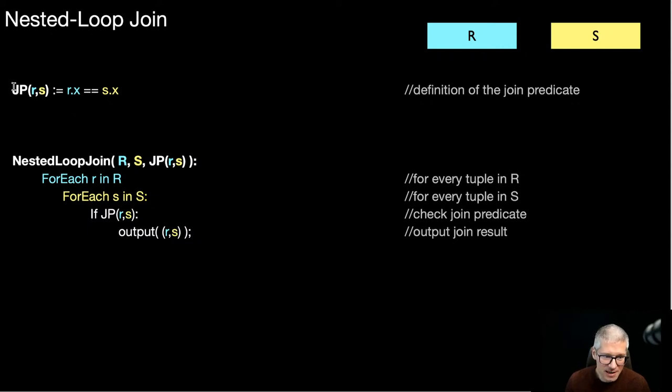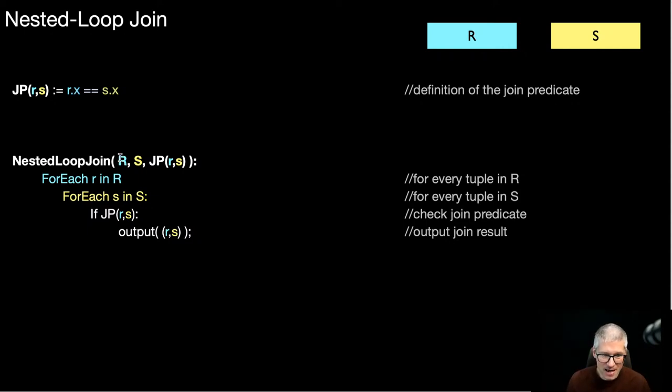So this is my join predicate. I assume I have two relations R and S. Here shown on the top right, I have this join predicate. It defines an equality predicate that tells me the join predicate is true if attribute X in R is equal to attribute X in S. If that is the case, this join predicate returns true. Yeah? And the algorithm is super simple.